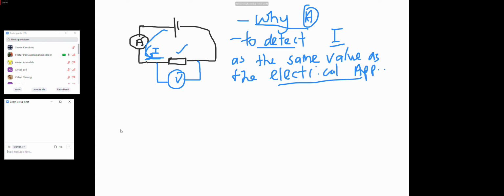Any question? Who has a question? I explained to you why the ammeter must be connected in series. Any question? No.